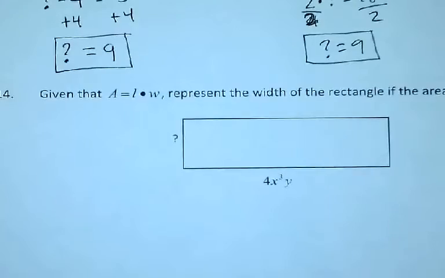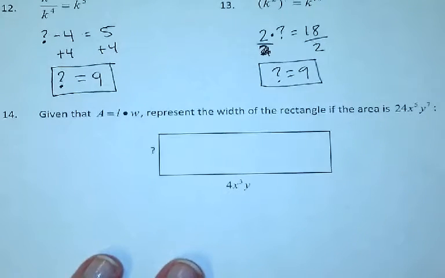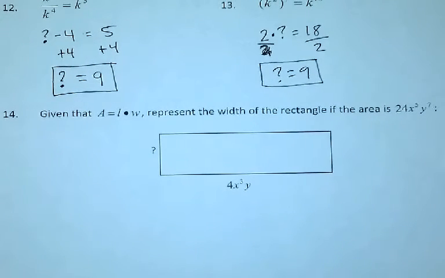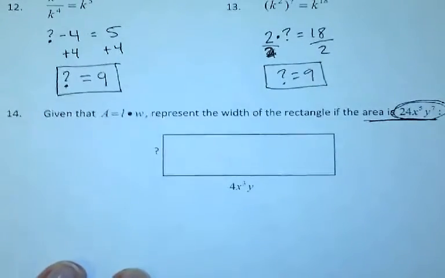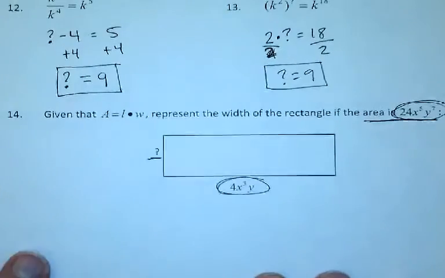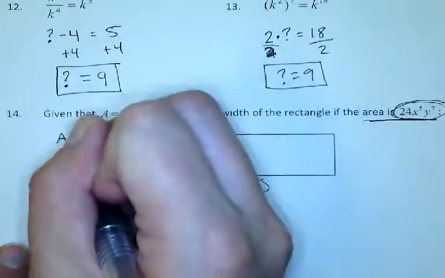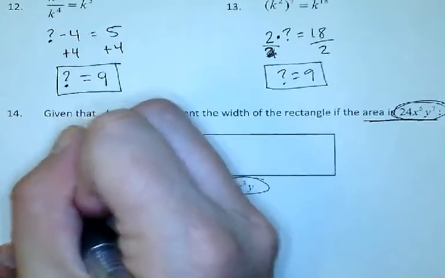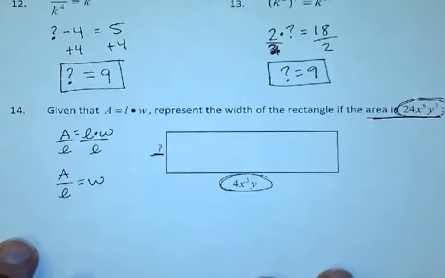Last little example that kind of goes over our problems that goes over these exponent rules is, given that the area equals length times width, represent the width of the rectangle if the area is 24x^5 y to the 7th. So guys, now we are given the area as this value right here. We are also given the length, but we don't know our width. So if I was going to rewrite my area problem, instead of area equals length times width, if I wanted to find my width, I would have to divide both sides by my length. So we are going to be doing the area over the length. Are you guys comfortable with that? Okay. So in order to find our width, we need to do the area over the length.